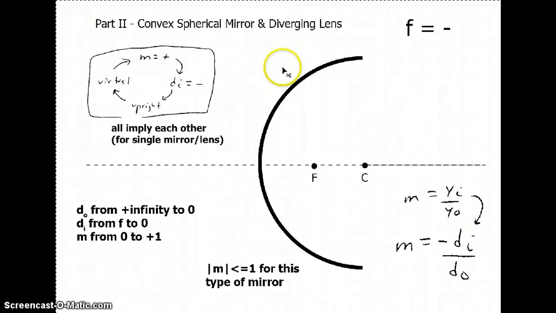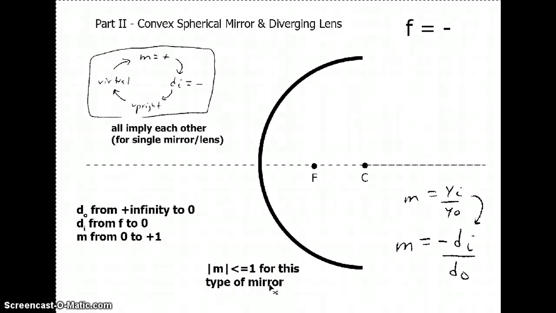So, as a master summary of the convex spherical mirror and the diverging lens, what do you get? You get that the magnification is always positive, the image is always upright, it's always in the same orientation as the object, and it is virtual. There is no light that actually emanates from the image point, it just looks like it does. As the object distance goes from plus infinity to 0, the image will move from the focal length to 0. The magnification will go from 0 to plus 1. So the magnification is always less than 1, or at best equal to it, for this type of mirror or this type of lens.